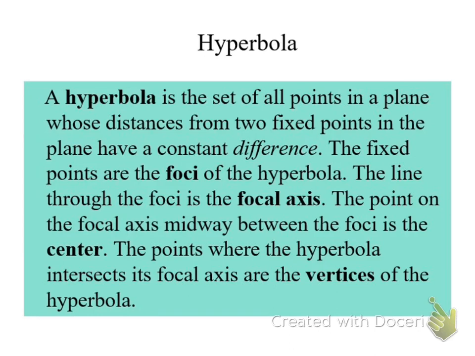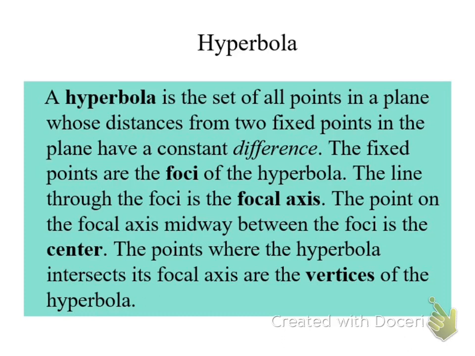And so a hyperbola is the set of all points in a plane whose distances from two fixed points in the plane have a constant difference. The fixed points are called foci, which is the same definition for foci that we've been using for parabolas and for ellipses and circles. The line through the foci is called the focal axis. And the point on the focal axis that's midway between the foci is the center, which is how we've used the center for our ellipses and circles.